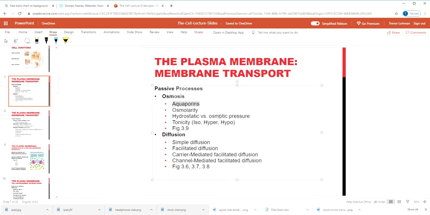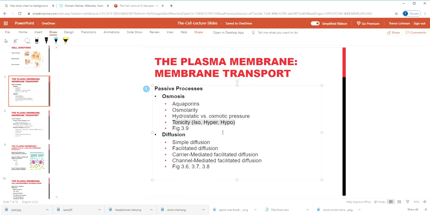Aquaporins, really quick. Water is polar, so you may have been wondering how water is able to move in and out of the membrane if it's polar, and that is because there are pores for water specifically called aquaporins that allow water in and out of the cell. Osmolarity is just a concentration measure, so you can measure how much of something is dissolved within water by referencing its osmolarity, and that brings us into tonicity.